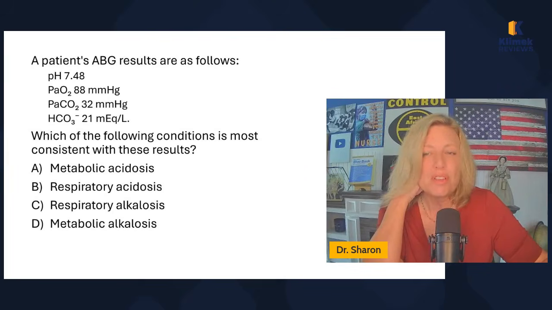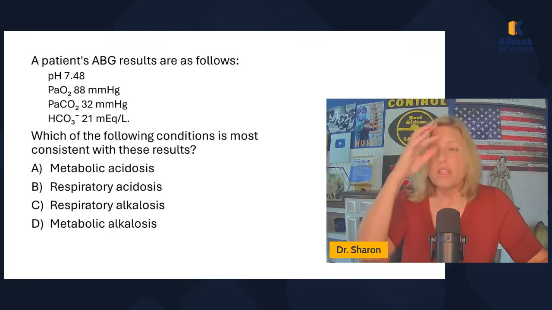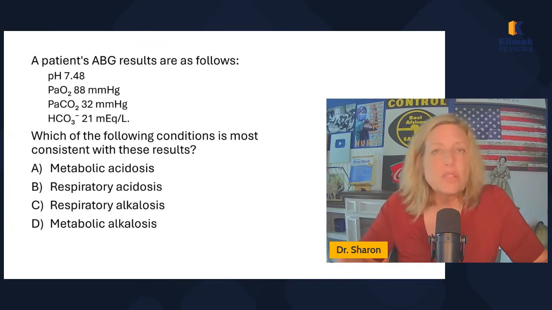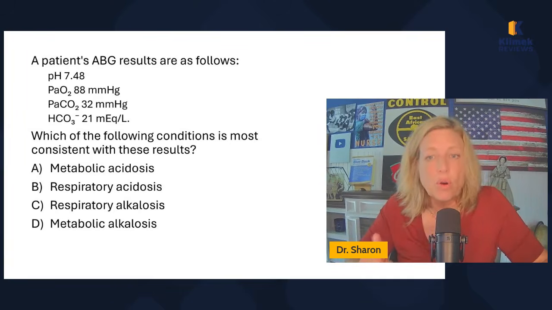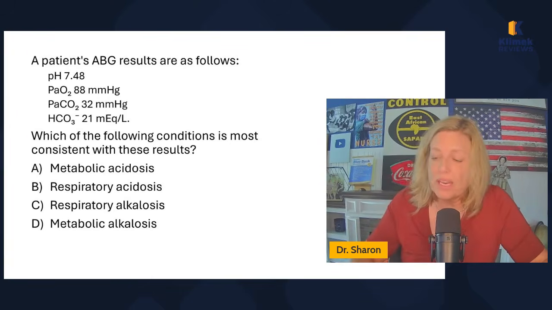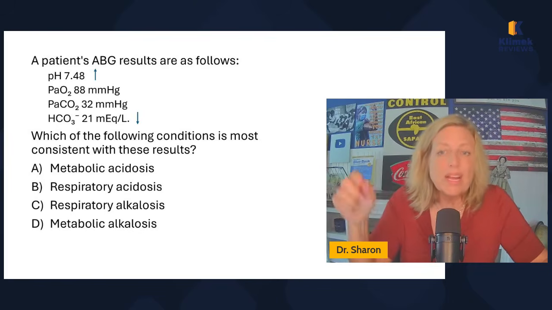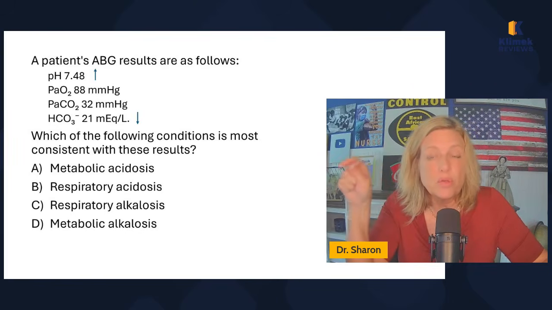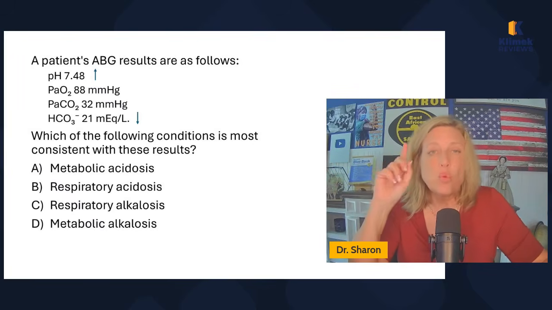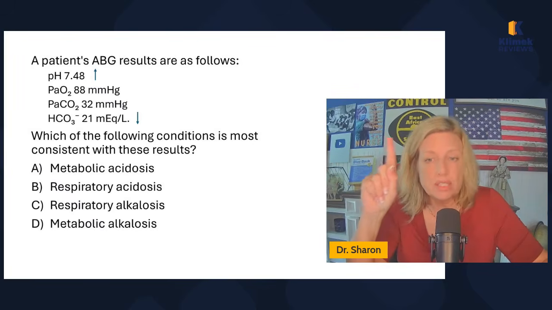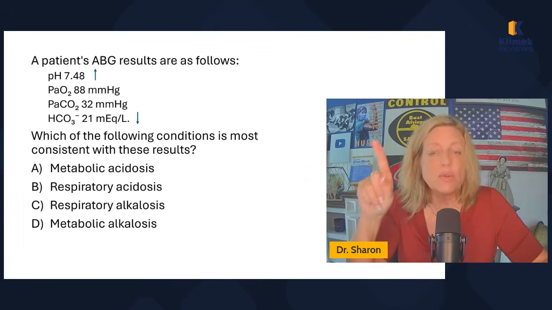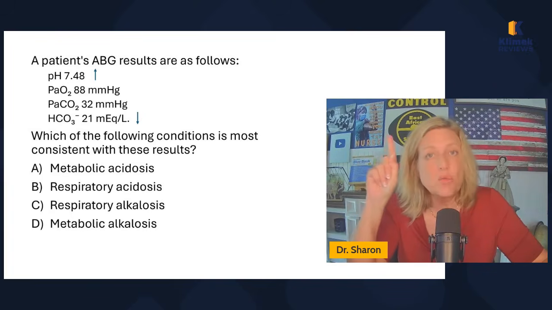A patient's ABG results are as follows. The pH is 7.48, PaO2 88, PaCO2 is 32, the bicarb is 21. Which of the following conditions is most consistent with these results? Y'all, even if they give you the O2 and the CO2, you don't have to look at them. You only have to look at the pH and the bicarb. And the pH is up and the bicarb is down, because the bicarb's 22 to 26, right? So we know that this has to be an alkalosis answer. So it either has to be C or D because the pH is up, but they're going in the opposite direction, which is respiratory.